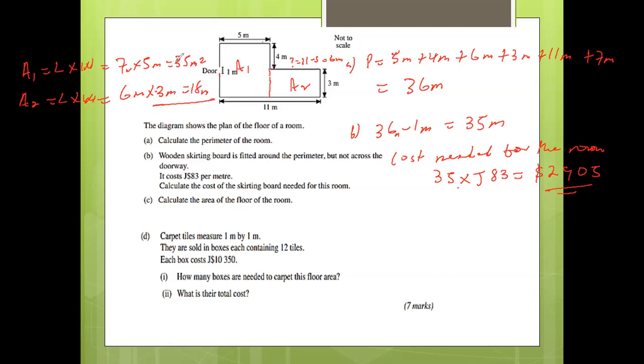We add the 35 plus the 18. What do we get? 35 meters square plus 18 meters square. What do we get? 53 meters square. 53 meter what? Square, right? So the area will be 53 meters square. We get that, everyone? Any question?